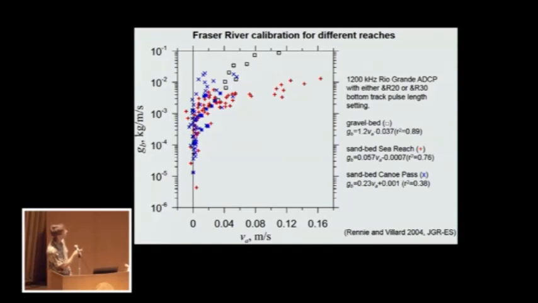Lessons from this were that you get different calibration for different sites, and it was probably due to the different grain size. Also, in more difficult sites, there were much larger dunes on Canoe Pass. The calibration can be weaker.